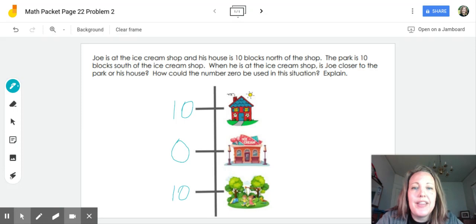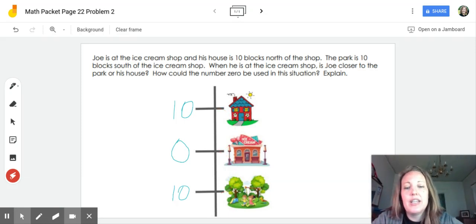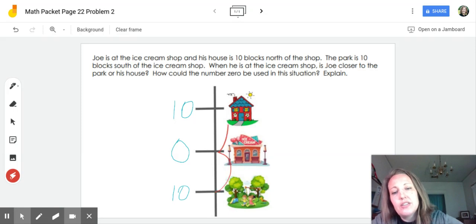So we could expand that problem just a little bit and say, how many blocks does Joe have to walk to get to the park? Well, you can see that quite easily with our number line. He goes 10 and 10, which is 20, right? Likewise, the park to his house is 20.